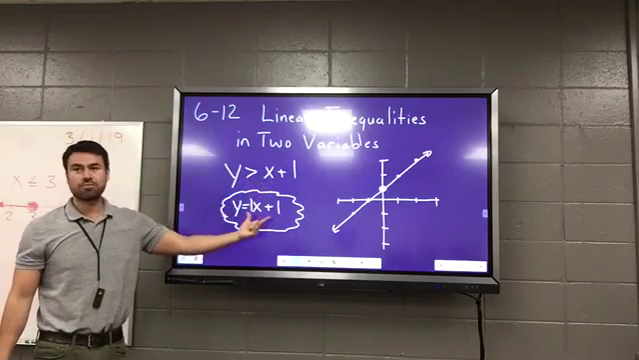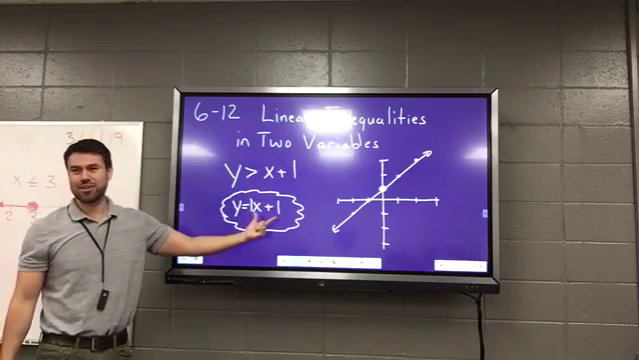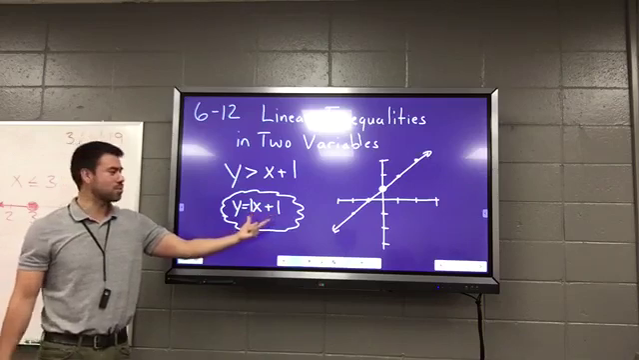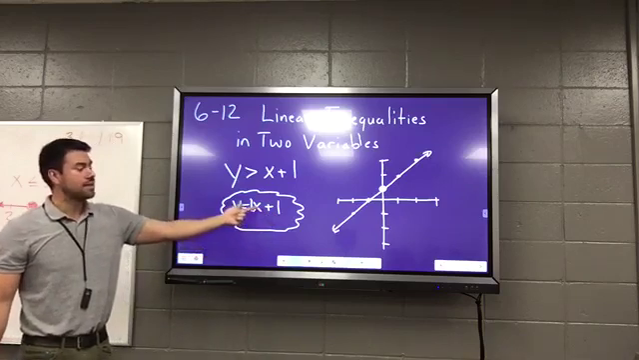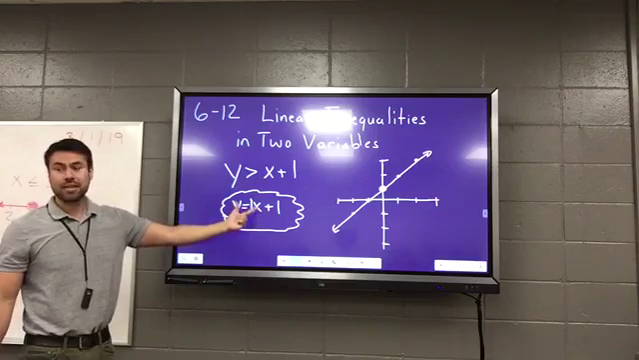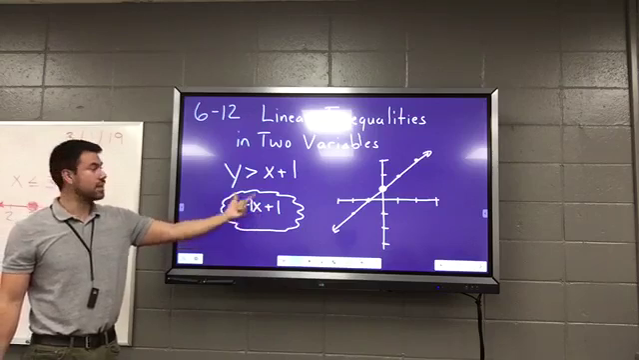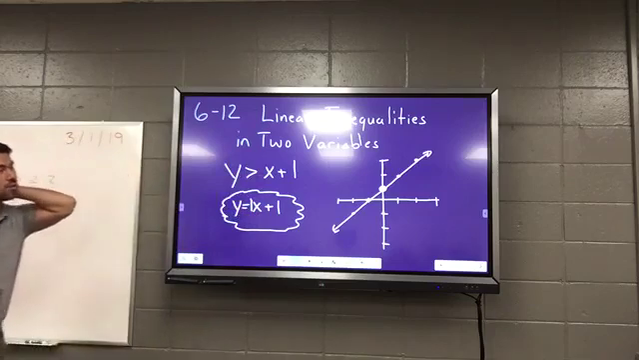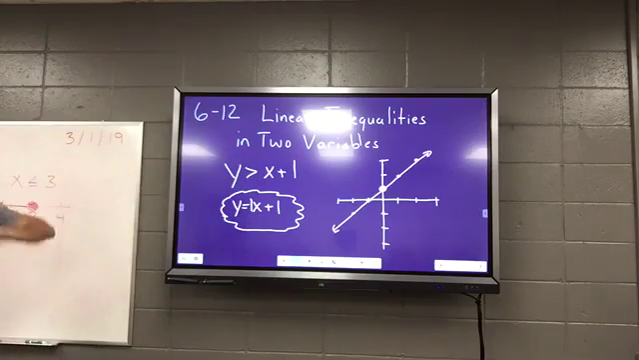How many of you could do that on your own? You just need a little reminder? Some of you are still doing it. Okay, good. Most of you could do it. All right, but that's not what they gave me, is it? They did not give me this equal sign. They gave me an inequality, y greater than x plus 1. So, I don't know what that means.